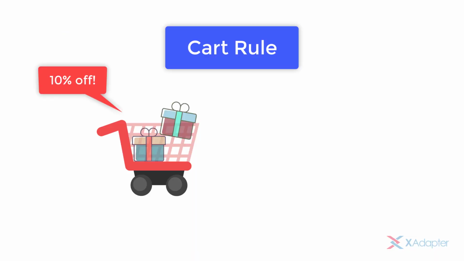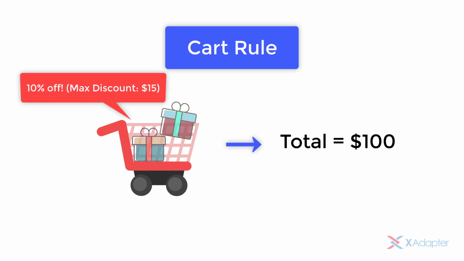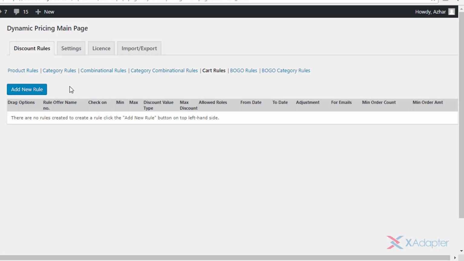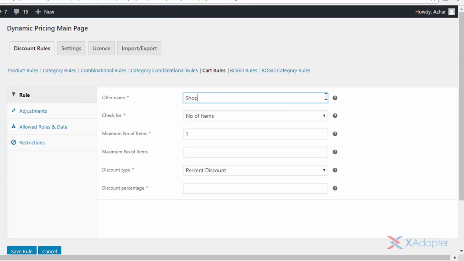Consider we want to offer a 10% discount when the cart total reaches $100. We will also add a maximum discount amount of $15. This means, when the total discount reaches $15, no further discount will be applied. Here's how we should configure this.